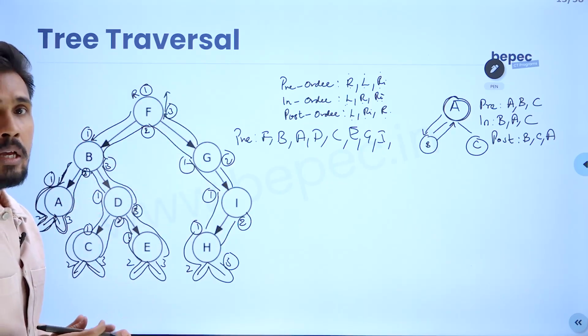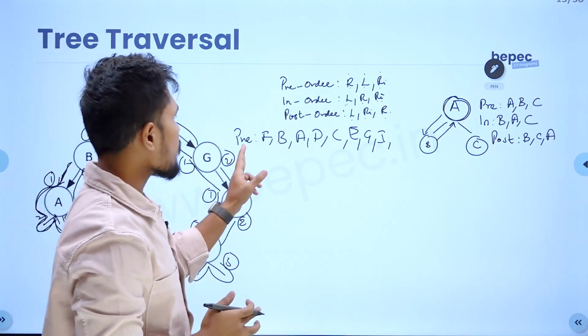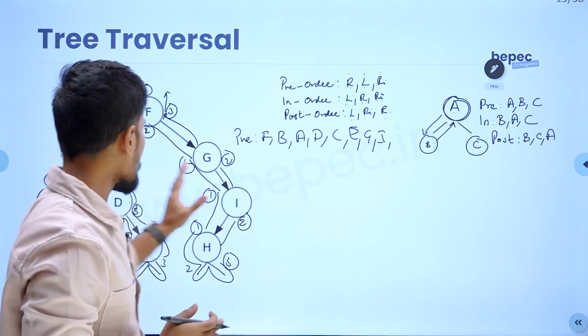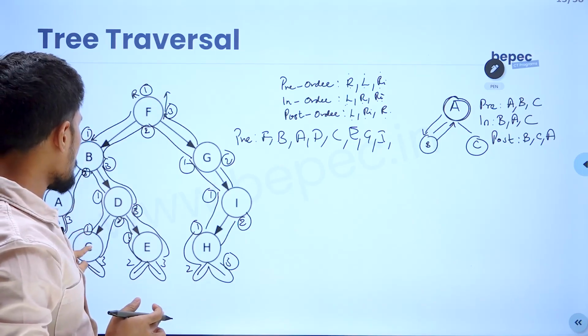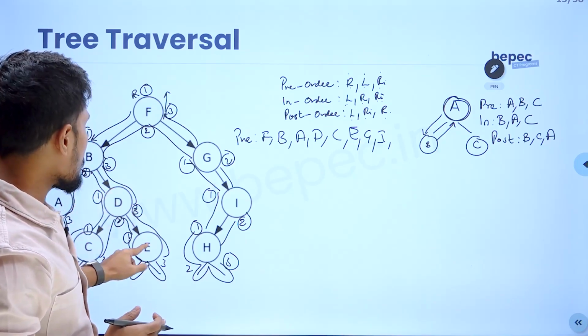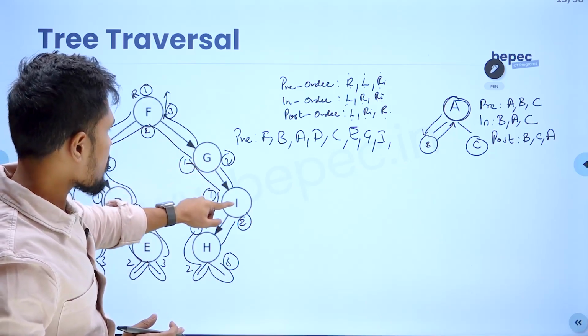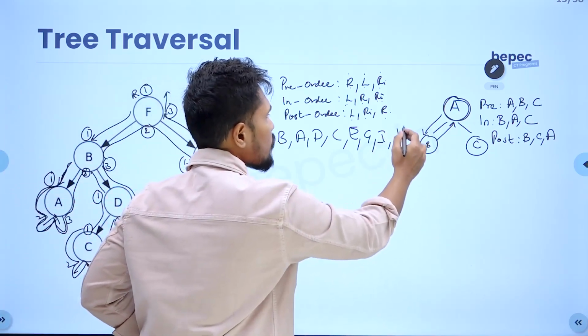So the process: in pre-order, we take everything at the first encounter. We encountered F for the first time, B for the first time, A for the first time, C for the first time, D for the first time, E for the first time, G for the first time, I for the first time, and then H for the first time.